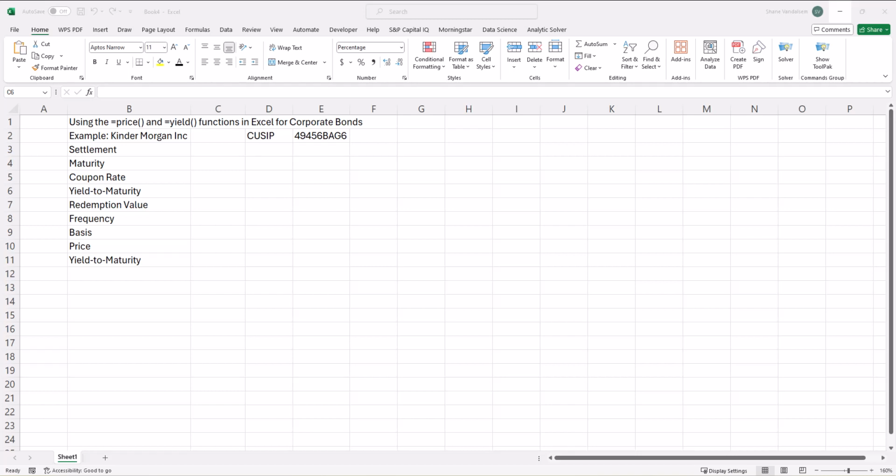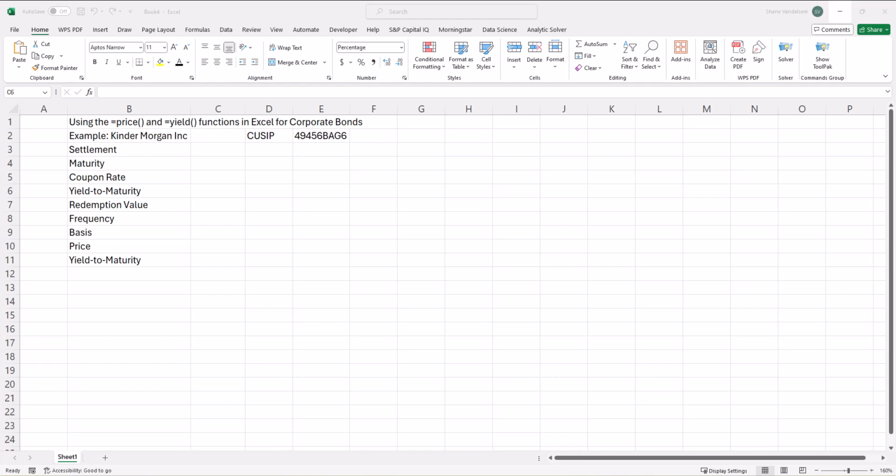Hello everyone. In this video I'm going to demonstrate how to use the price and yield functions in Excel to determine the price and yield to maturity for corporate bonds. And we're going to be looking at the example of a Kinder Morgan bond that was issued back in 2014 and is going to mature in about 10 years.